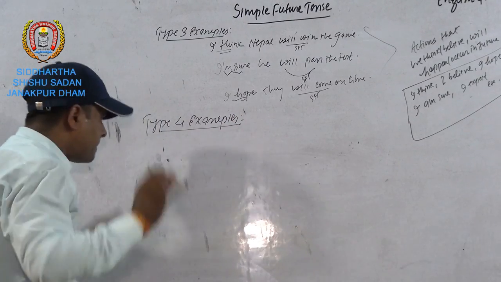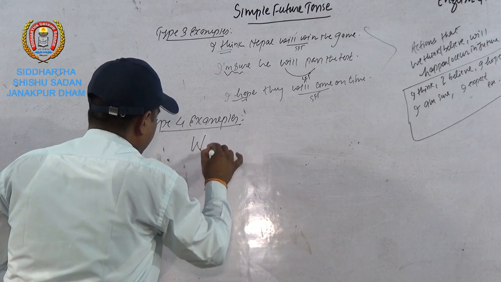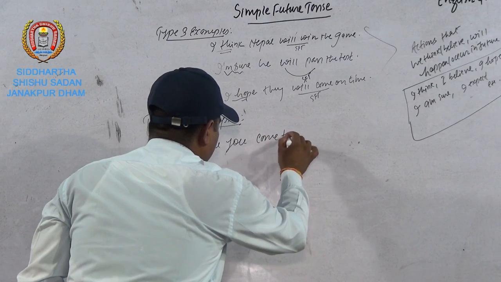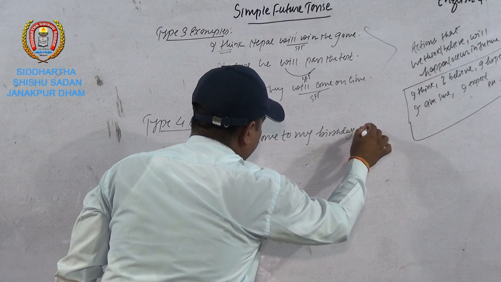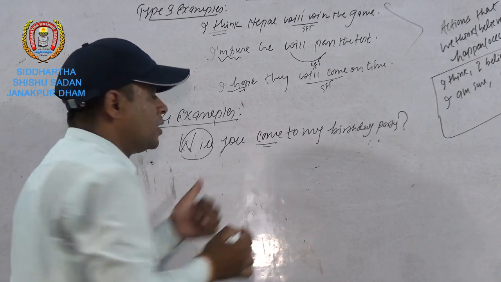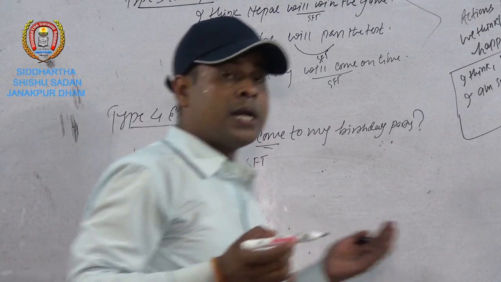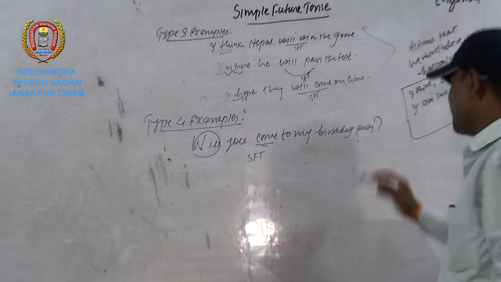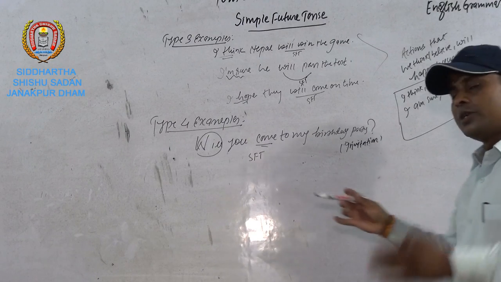Okay, students. Let's see the example here. Will you come to my birthday party? See, dear students, which tense is here? Will plus V1. It's in the question form. Simple future tense. Why? Because it denotes an invitation. That's why, it's an invitation.